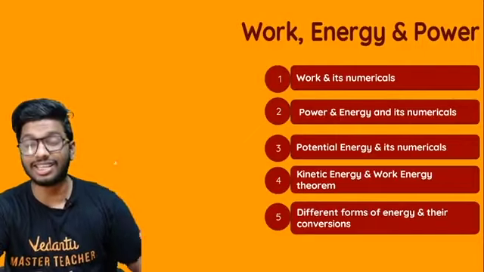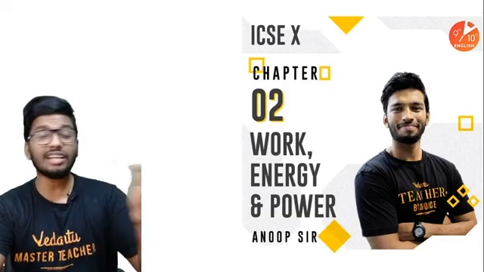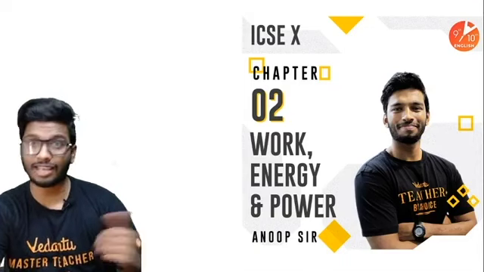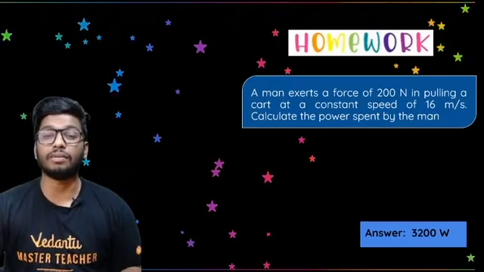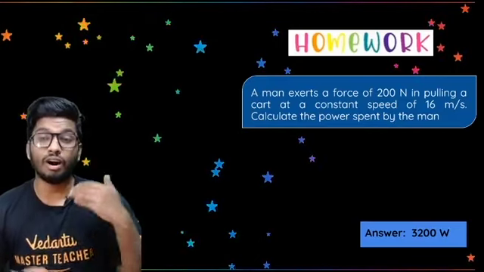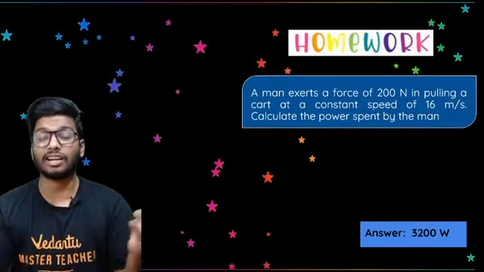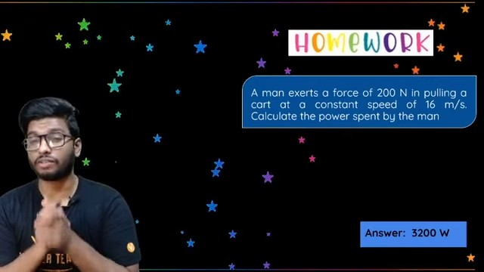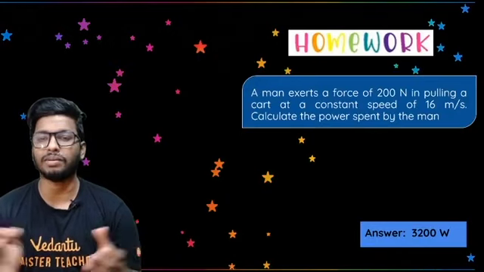Let us get into today's session, which is nothing but potential energy and its numericals. In the last session, I'd given you homework as always. The homework was: a man exerts a force of 200 newton in pulling a cart at a constant speed of 16 meter per second. Calculate the power spent by the man. They've given you the force, they've given you the speed as well. Find out the power spent by the man.